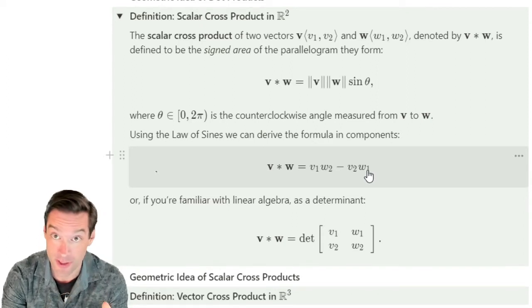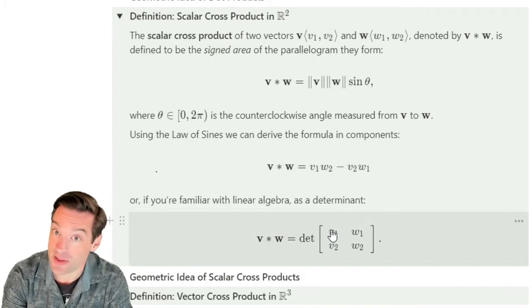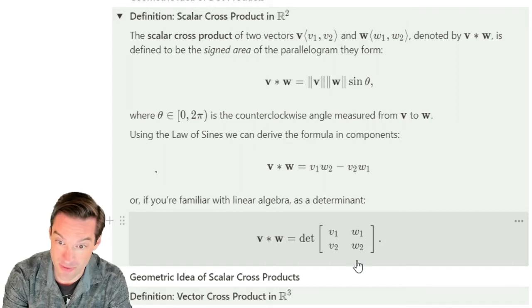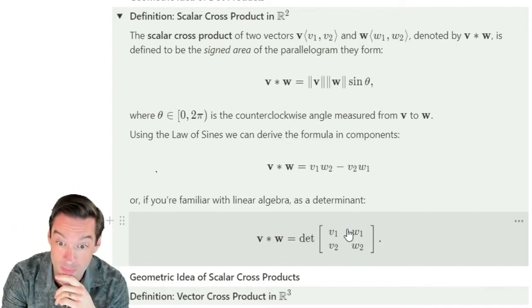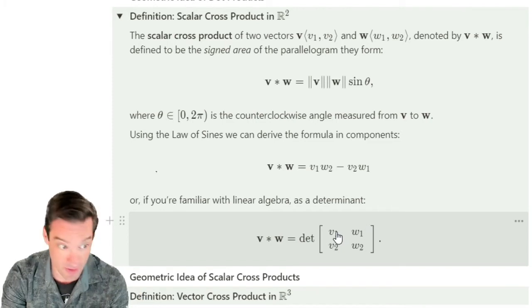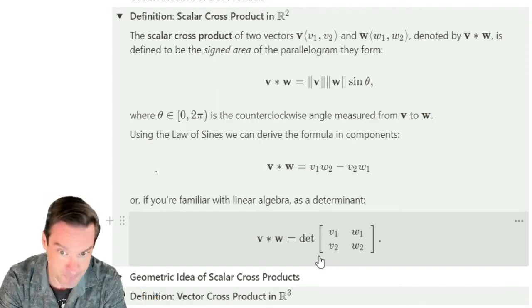Those of you who are taking linear algebra with me this summer will recognize this later on as being a determinant of a 2x2 matrix. So if I put the vectors v1, v2, and w1, w2, if I just stand them up in columns next to each other, then I get this quantity just by taking the product on the diagonal, v1 times w2, subtract the product on the other diagonal, w1 times v2. So v1 times w2 minus w1 times v2.